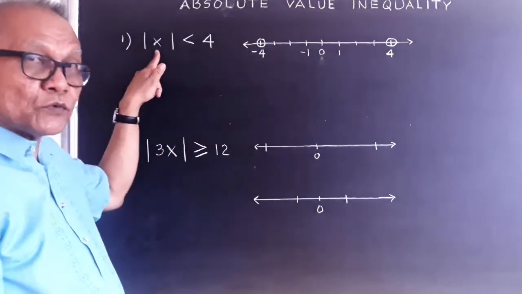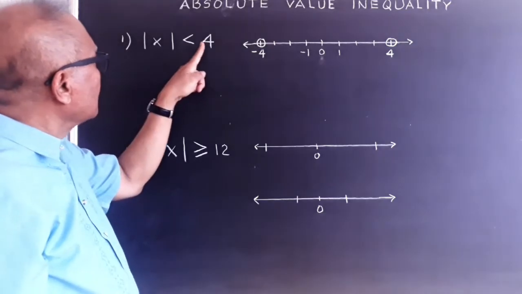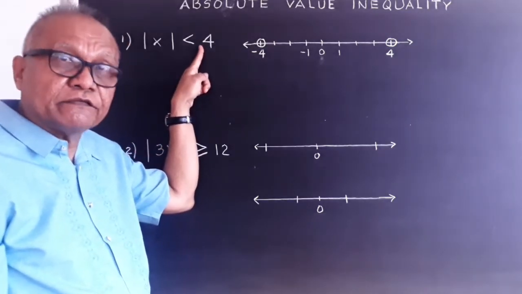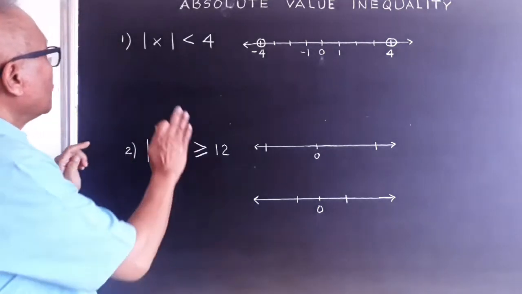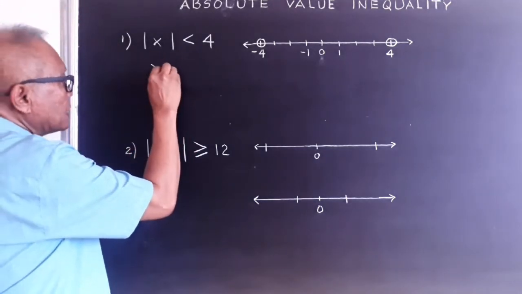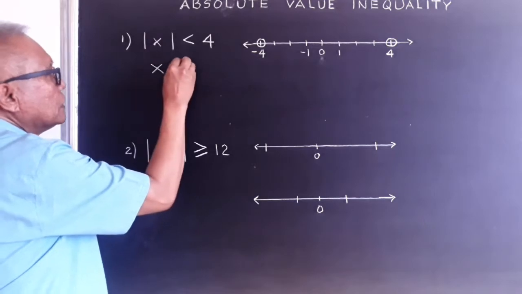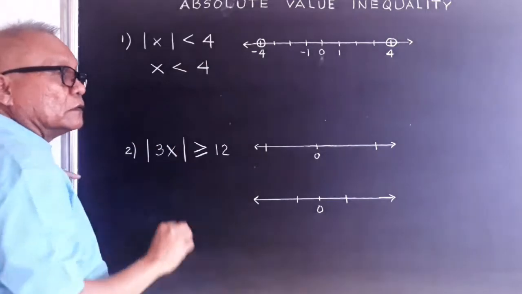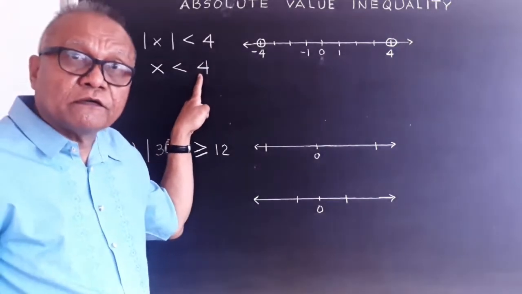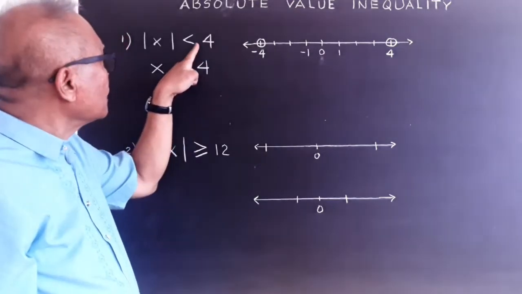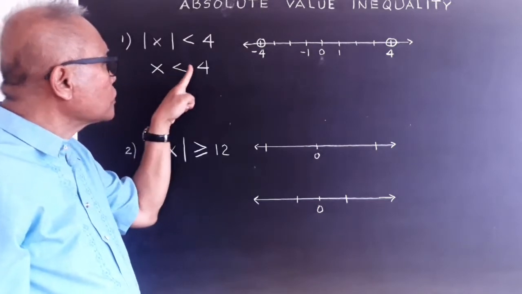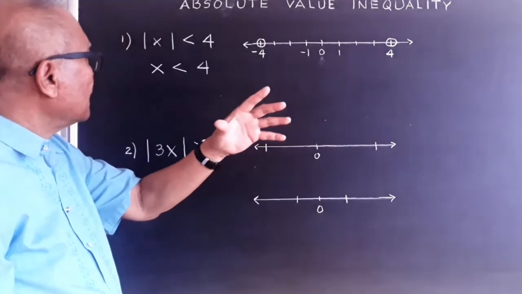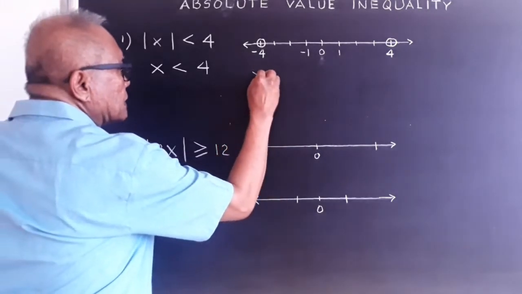When we remove the absolute value, remember that we have a positive case and a negative case. So when we remove this one, x here, same thing, this one is 4. This one is the positive. We don't change it because this one is positive. The other one will be negative. For the other one, it will be like this.